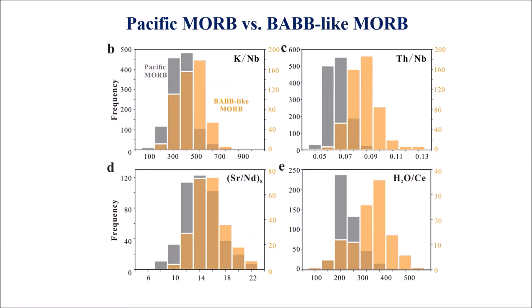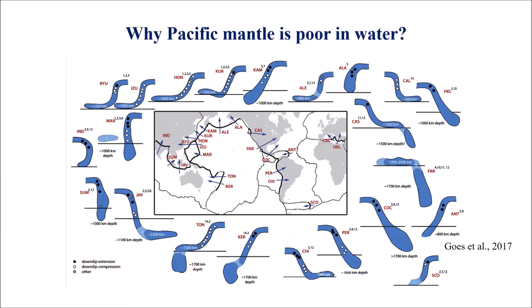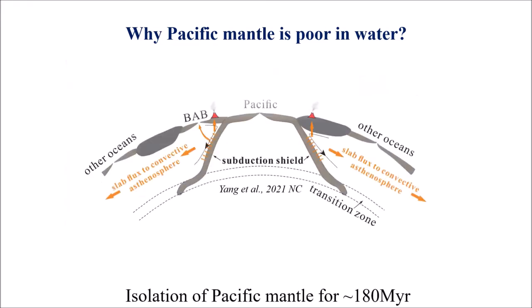Then, why are Pacific MORB so poor in slab flux and also so poor in water? If we take a look at the subduction zones surrounding the Pacific Ocean, we can tell that all the subduction slabs are continuously extending at least down to the transition zone depth. Well, all the slabs combined would form a subduction shield, which continuously delivers the water flux to the mantle outside the Pacific subduction slab, but isolates the Pacific mantle from the contamination of such a flux.